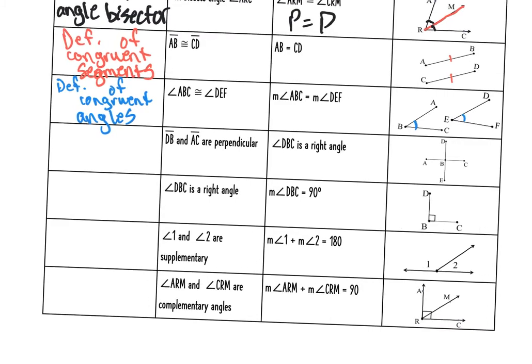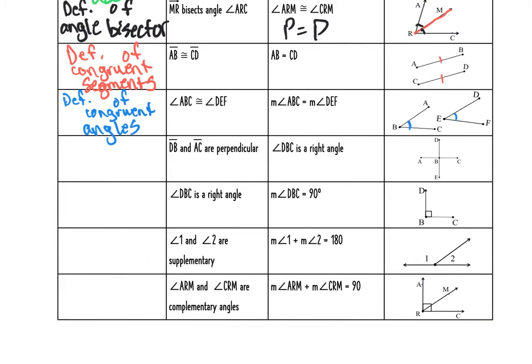Now we've got segment DB and segment AC are perpendicular. We should know the definition of perpendicular already, but if two things are perpendicular, then when they intersect, they create a right angle. So all of these angles should be right angles if those are perpendicular lines. So we can say if DB and segment AC are perpendicular, then angle DBC is a right angle by definition of perpendicular lines.